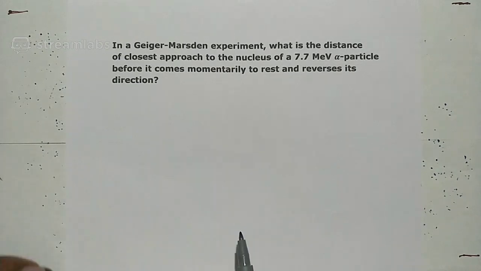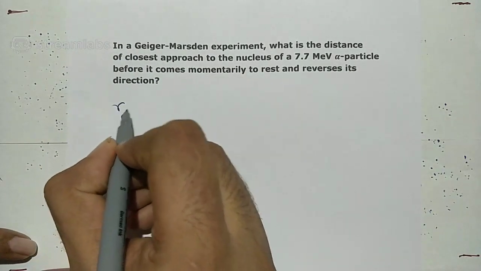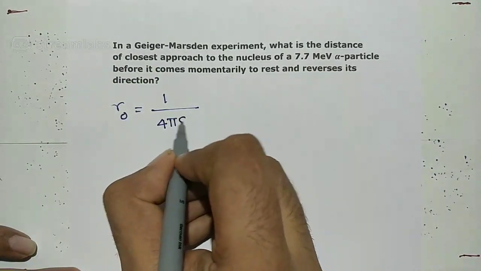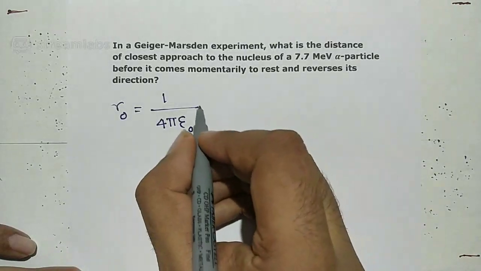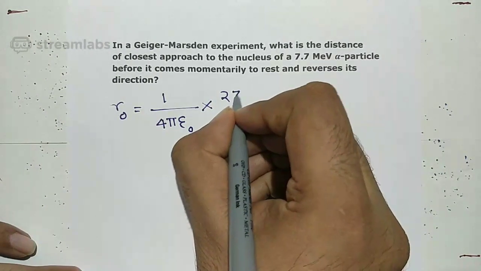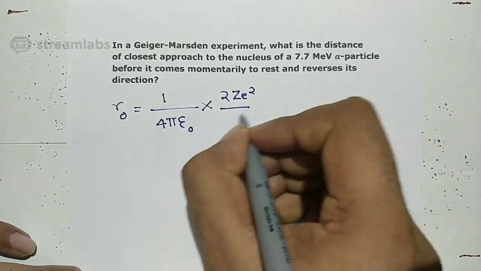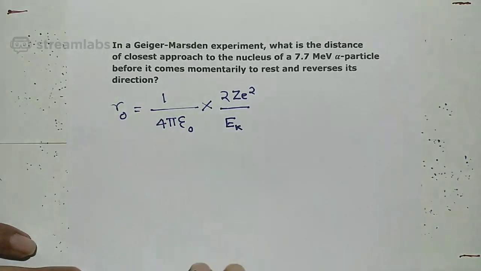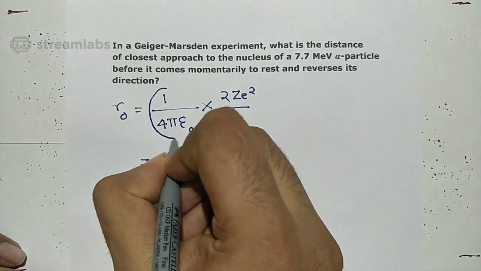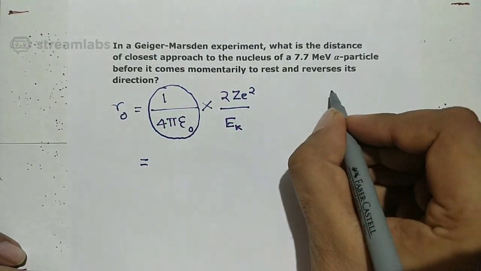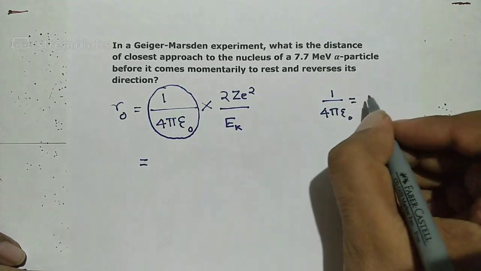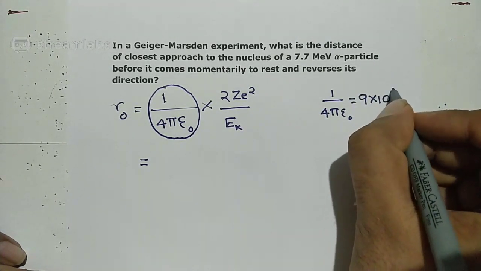R naught equals 1 by 4 pi epsilon naught into 2 Z E square divided by E K. So this 1 by 4 pi epsilon naught, if electric charges and fields are over for you, then you can remember this value, 9 into 10 to the power 9.